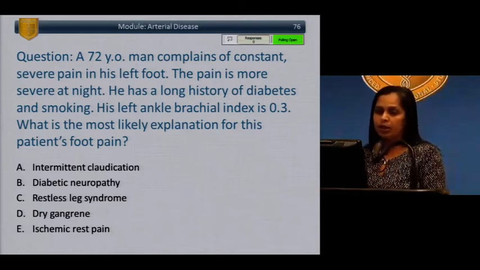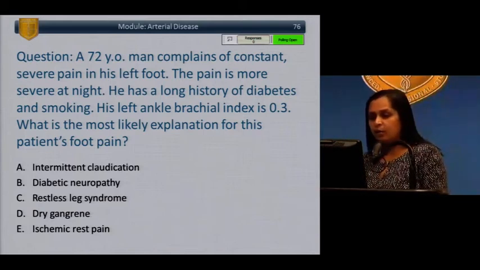A, intermittent claudication. B, diabetic neuropathy. C, restless leg syndrome. D, dry gangrene. E, ischemic rest pain.